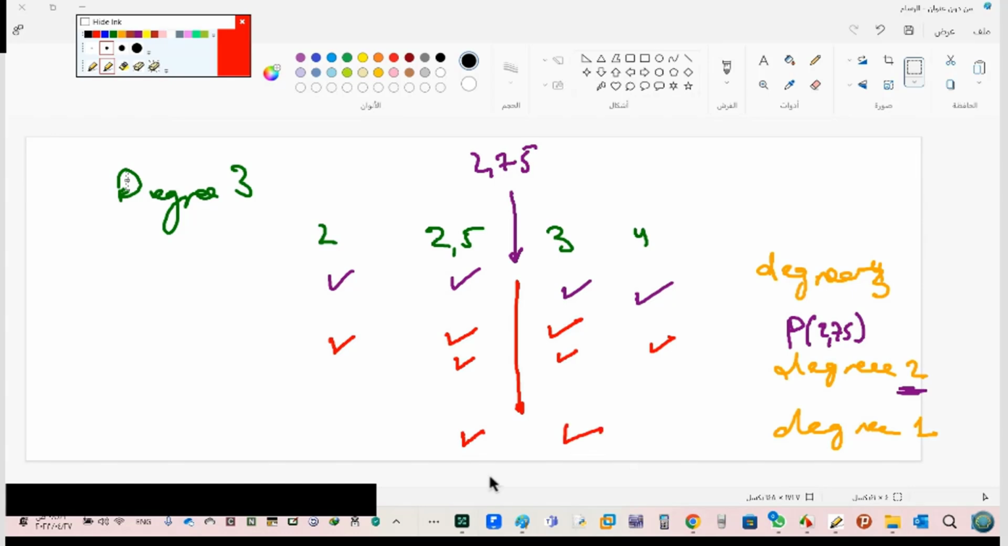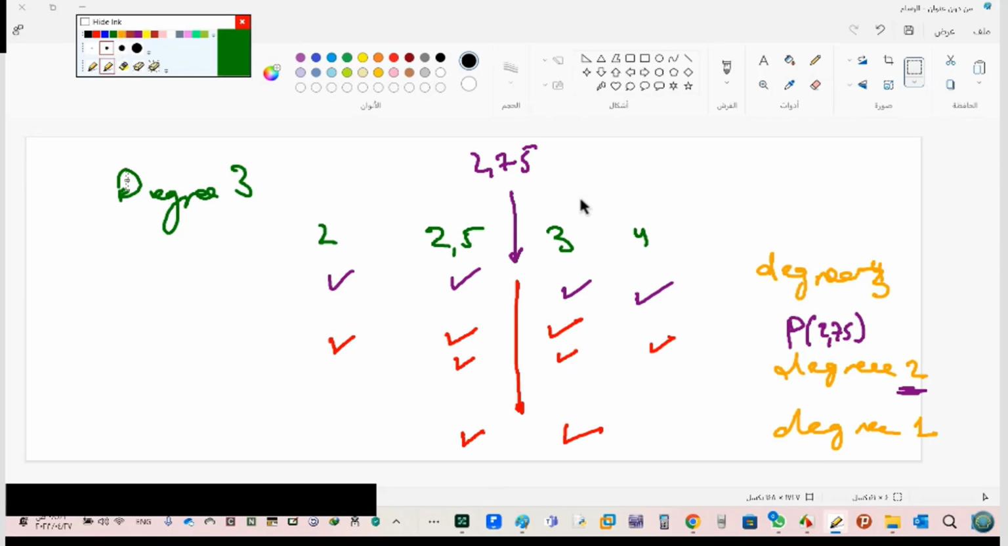For more than degree 3, I will not bring it in the exam because it will be very hard for you. For degree 3, I need 4 points. For degree 2, I need 2 points before and 1 point after, or 1 point before and 2 points after, based on the question. Degree 1, I need 1 before, 1 after. Got the idea?